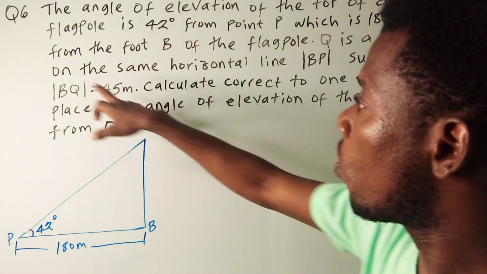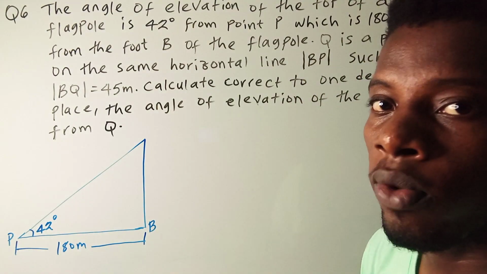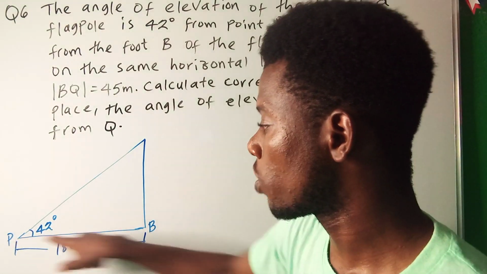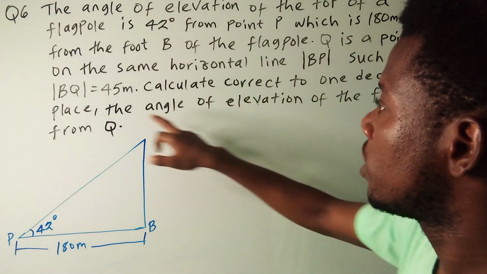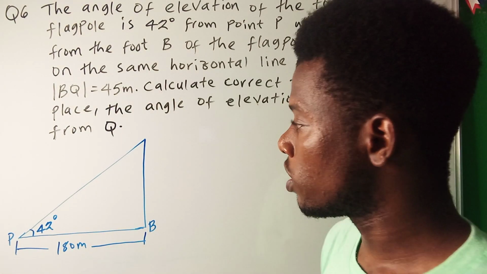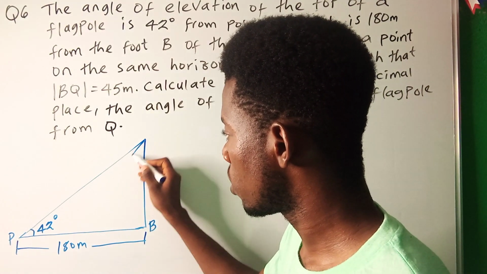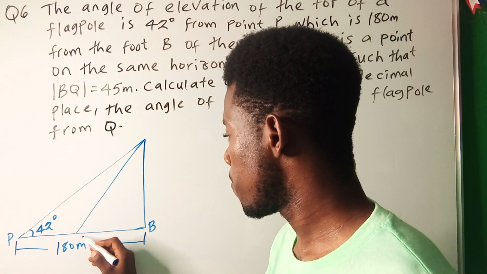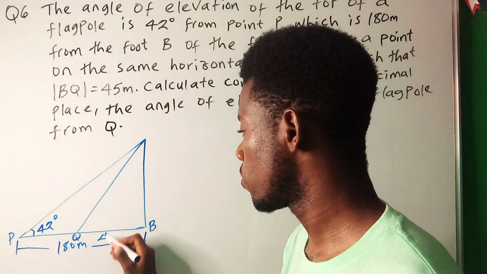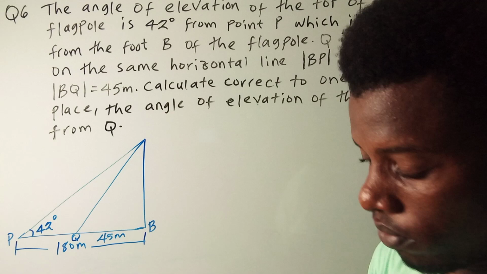Q is a point on the same horizontal line. So on the same line, there is a point called point Q. BP is this horizontal line and Q is a point on this line, such that BQ is 45. We know BP to be 180, so BQ should be 45. So this line should leave from here, and we say this is point Q. So BQ will be 45 meters.